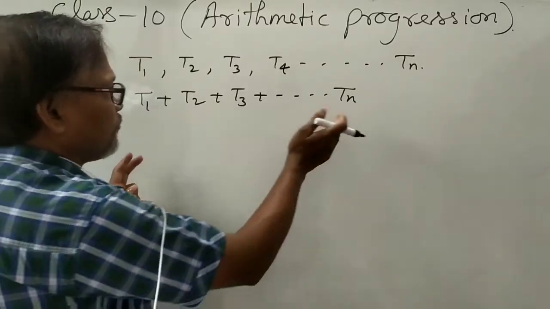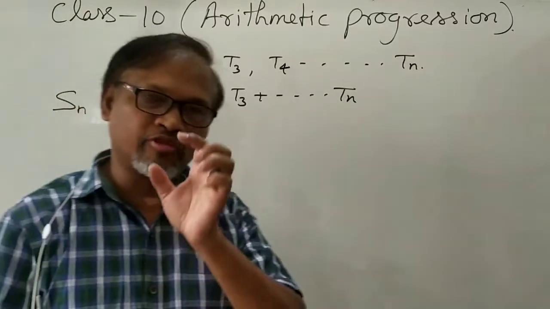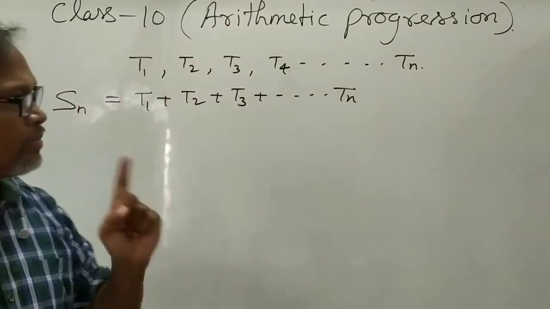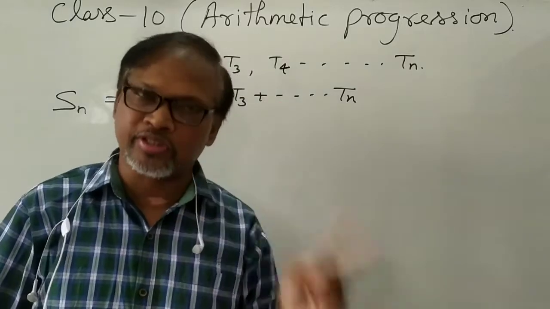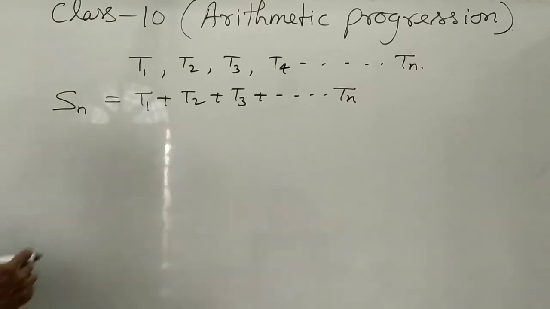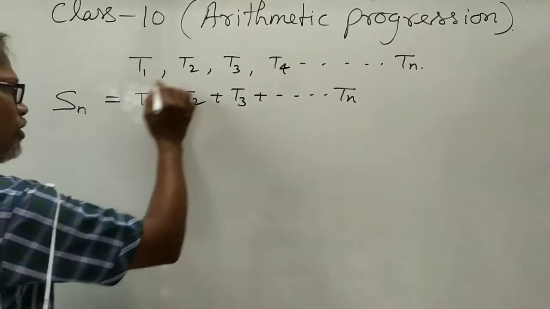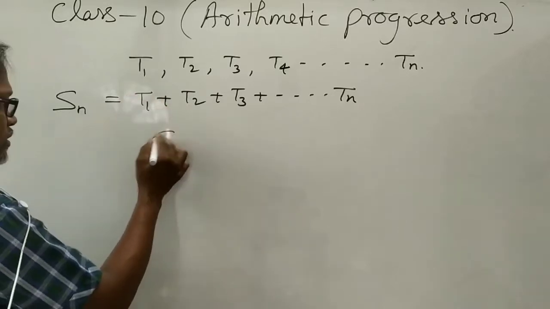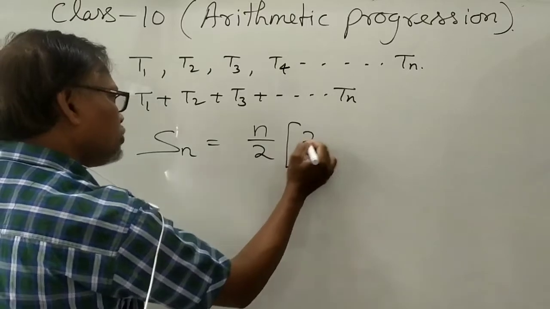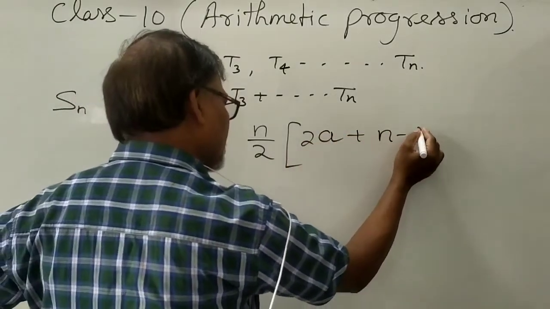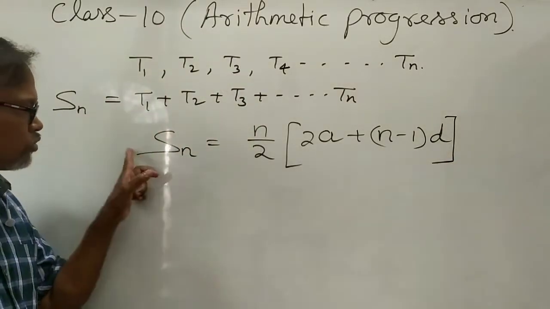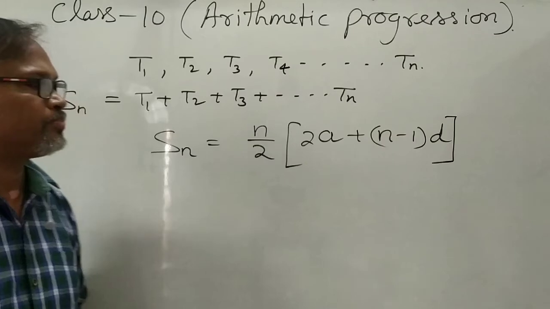That means if somewhere it is written to find the sum of the 30 terms from the end, then you cannot use this one. Only if it is the sum of the 30 terms from the first term, from the beginning, then you can use it. So this is the way. If you add these terms, you will get the formula n by 2 into 2a plus n minus 1 into d. This is the formula for the sum of n terms.